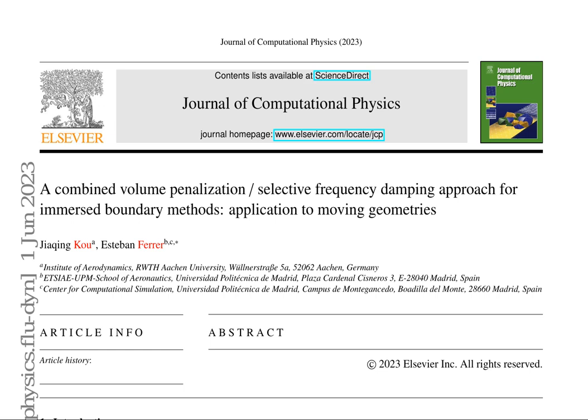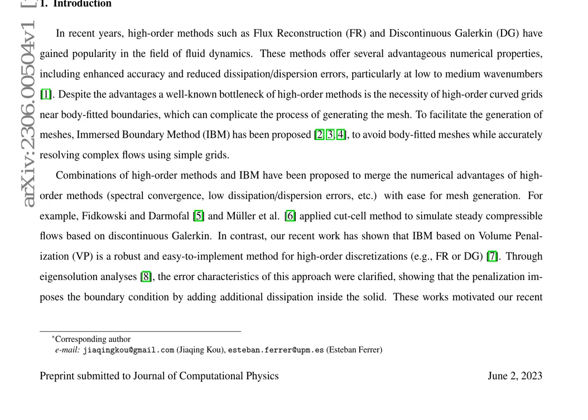In contrast, recent work has demonstrated that IBM based on volume penalization (VP) is a robust and easy-to-implement method for high-order discretizations, such as FR or DG. Through eigensolution analyses, the error characteristics of this approach were clarified, showing that the penalization imposes the boundary condition by adding additional dissipation inside the solid. These studies have motivated the development of a combined volume penalization, selective frequency damping (SFD) approach for immersed boundary methods, particularly in the context of moving geometries.